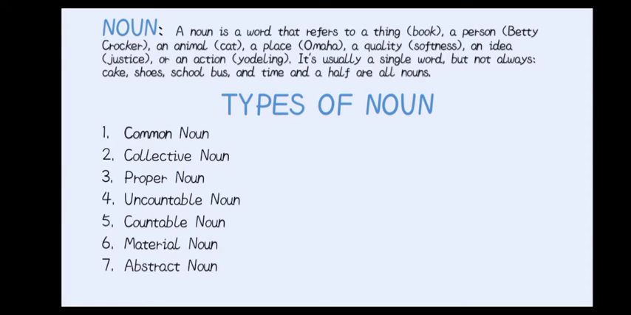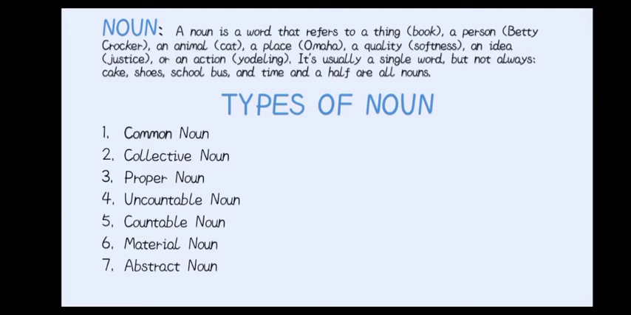We'll learn the first part of speech, that is your noun. From your primary classes you would have been studying about noun, right? Every time you study noun, the definition doesn't change, but something or the other gets added to it. So the basic definition of noun is, it refers to a word, or you can say a thing, a person, an animal, a place, a quality, an idea, or an action.